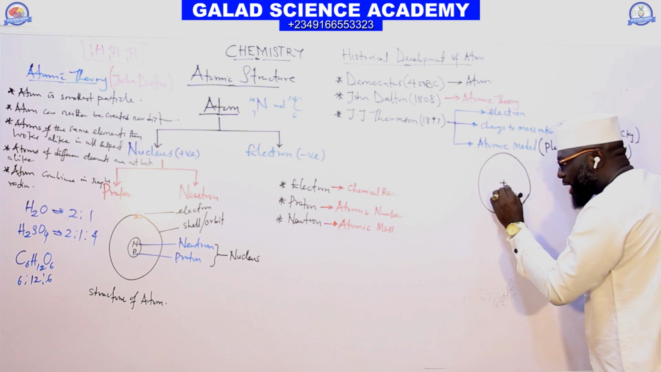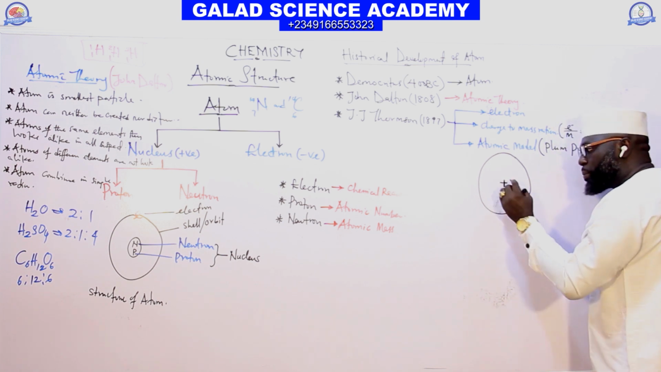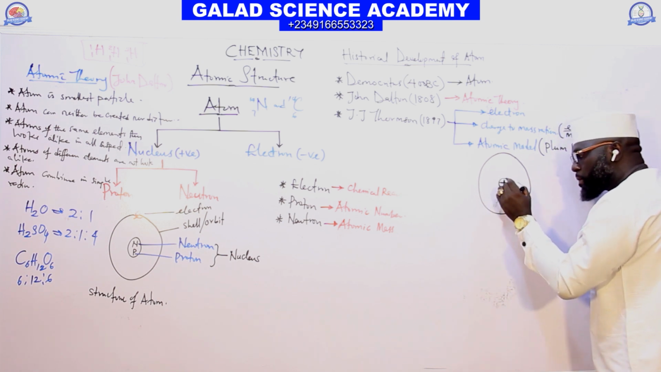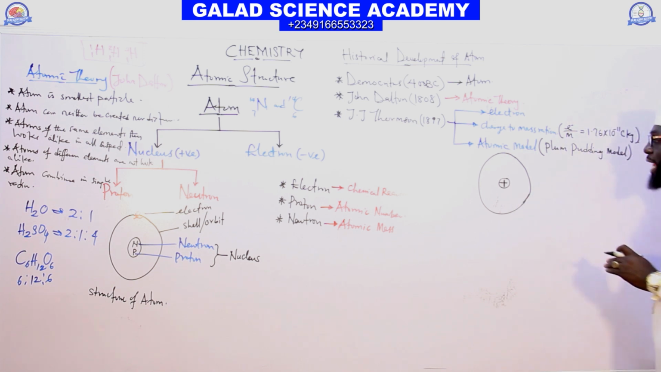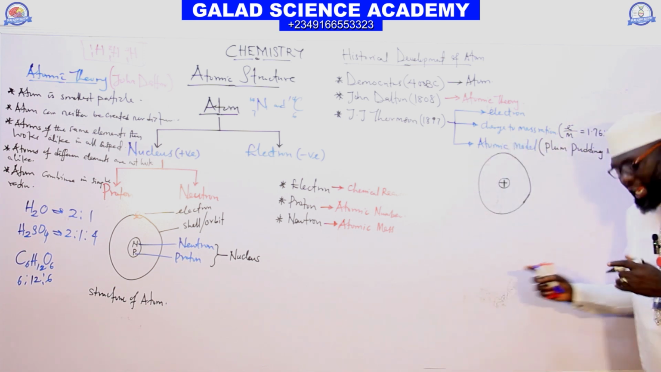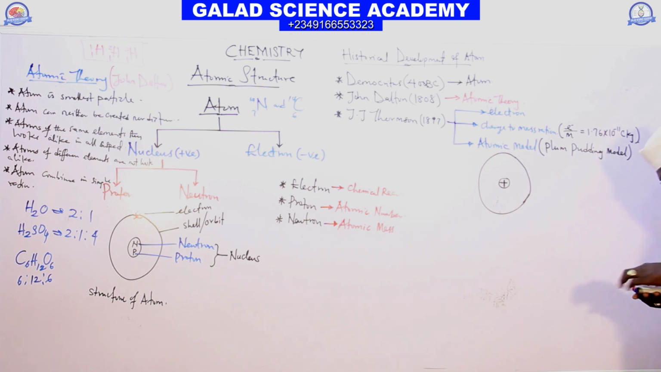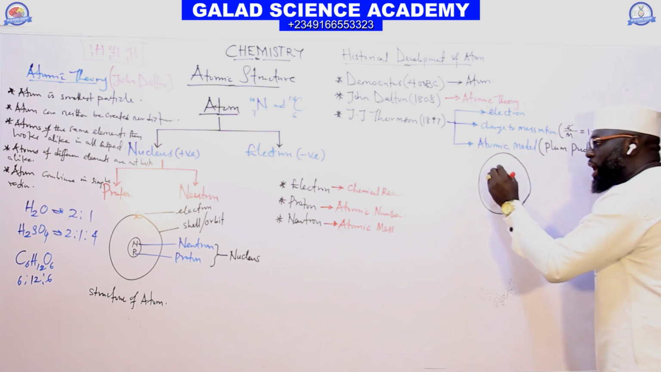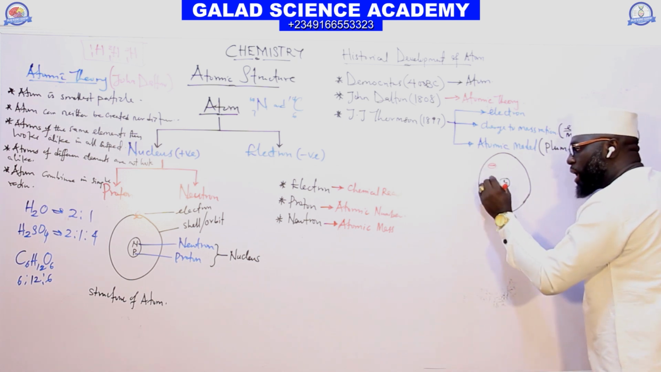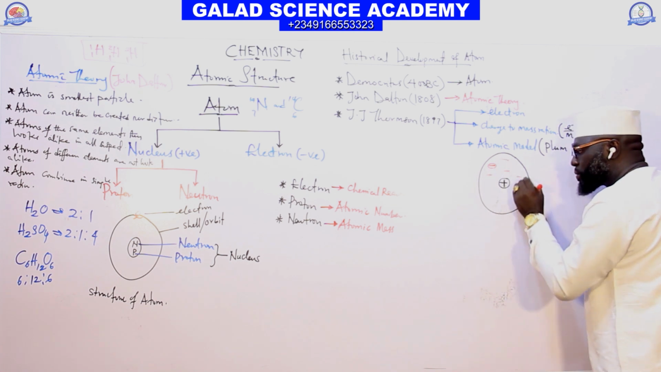sphere. Assume this is the positive sphere and embedded with electrons. So inside the positive sphere, we have many electrons.